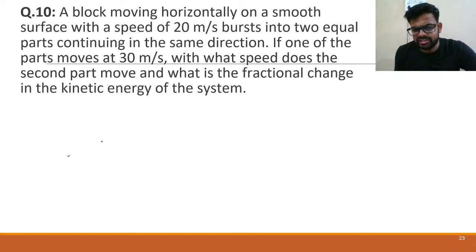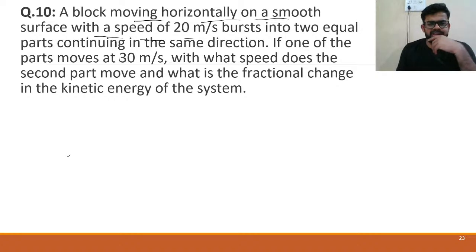You may feel that these questions are a little lengthy, but I'm saying this will clear your concepts. Okay. A block moving horizontally on a smooth surface with a speed of 20 meter per second bursts into two equal parts continuing in the same direction. If one of the fragments moves with 30 meter per second, with what speed does the second part move, and what is the fractional change in kinetic energy?